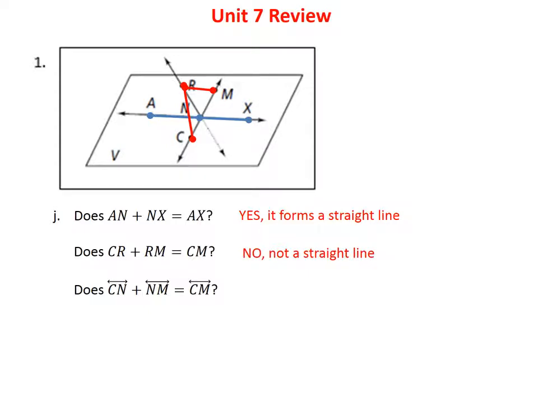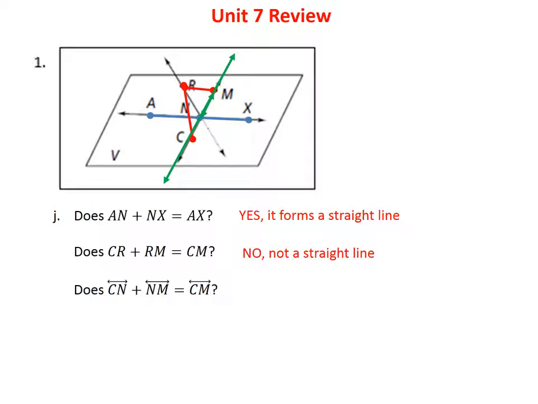Instead of asking what's the measure of the segment, which is when you don't put a symbol above it, it actually asks, does the line CN and the line NM equal the line CM? Well, notice the line CN goes through C and N, but it's a whole line. It goes infinitely in both directions. Likewise, N and M is a line that goes infinitely in both directions.